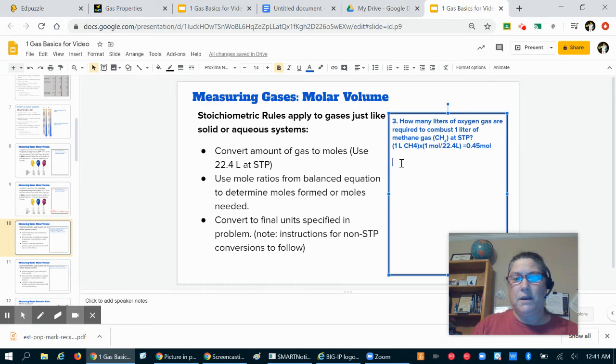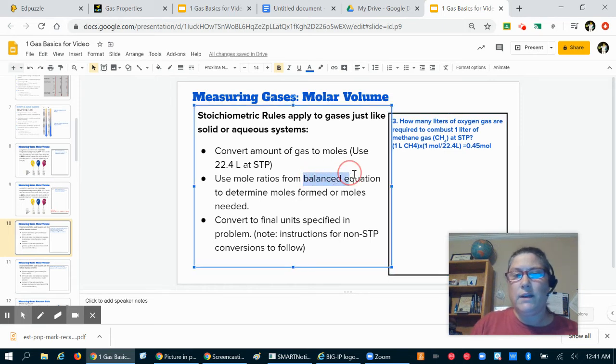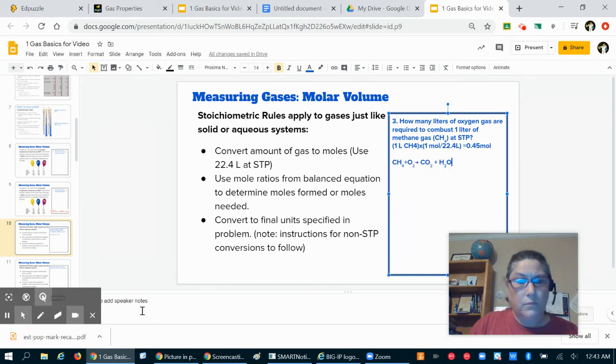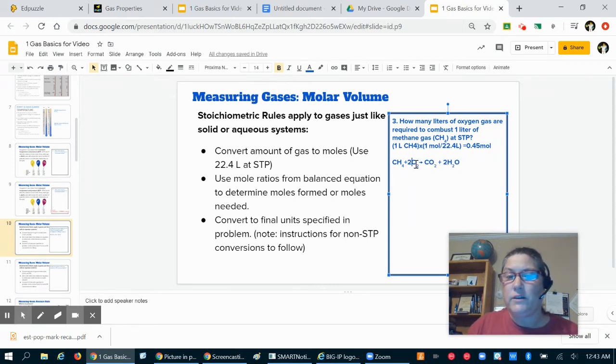What's the next thing I'm going to need? Just what we always need, a balanced equation. So the next thing you're going to need to do is write a balanced equation for this reaction. Remember that anytime you combust something, you add oxygen, and your product is always going to be CO2 and water. So now we need to balance. By adding a 2 to the oxygen and a 2 to the H2O, we should have a balanced equation.